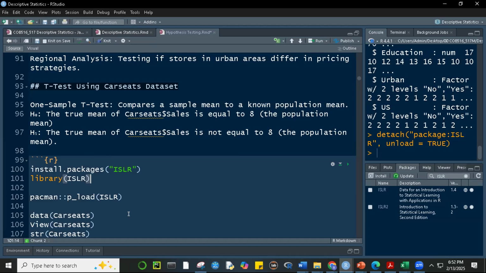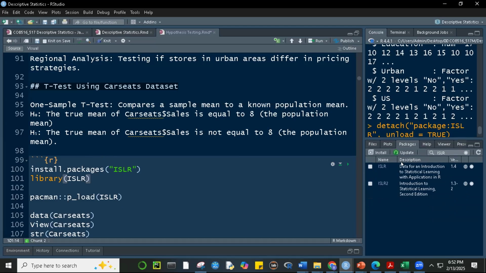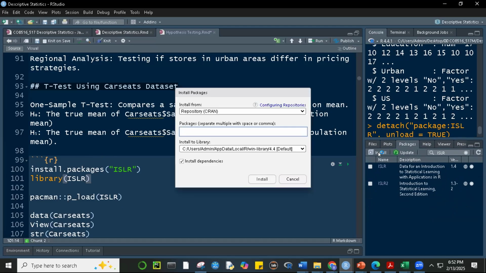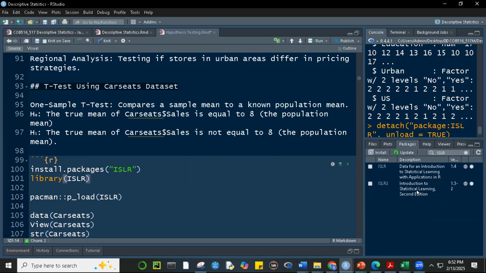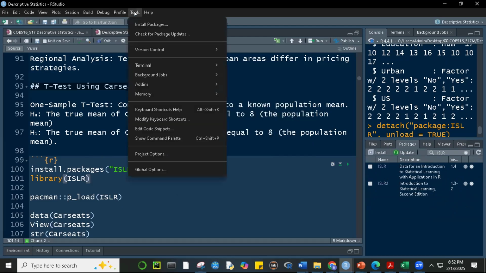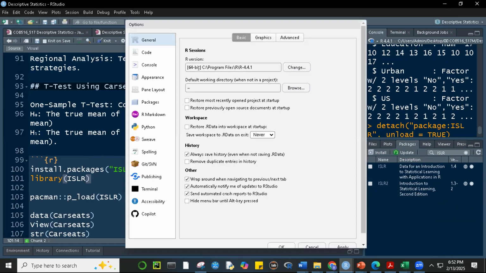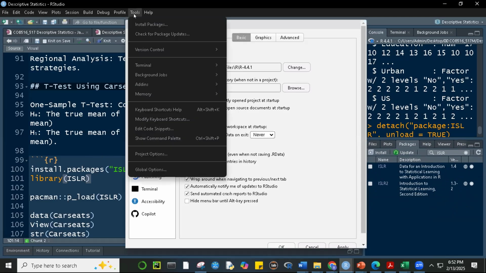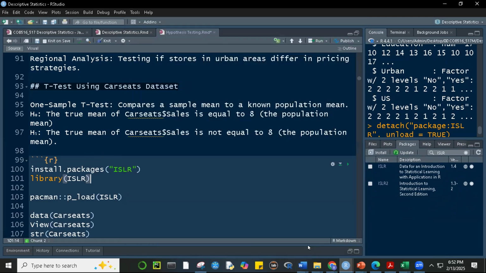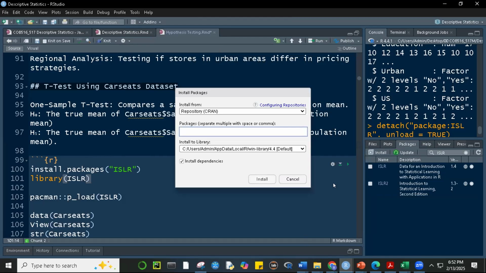And I think we have discussed before, there are different ways to install a particular package. You can use install.packages, or you can make use of the Packages window here, then click Install, type ISLR and then install. I'm not going to do that because it has already been installed here. Or you can go to Tools, and then Install Packages there, the first one that appears. Same thing as this one.